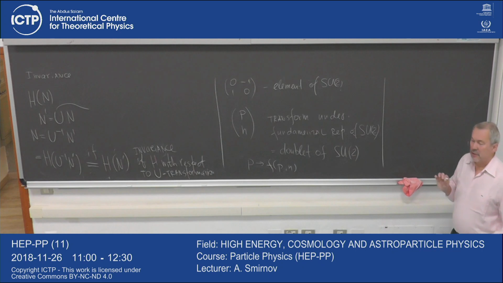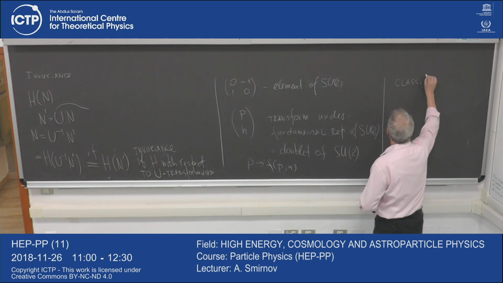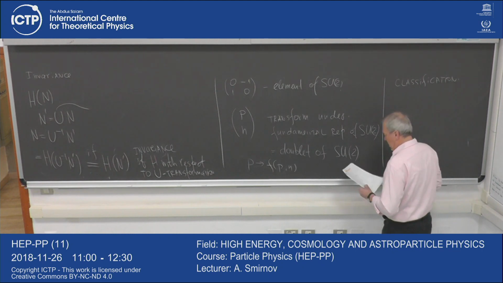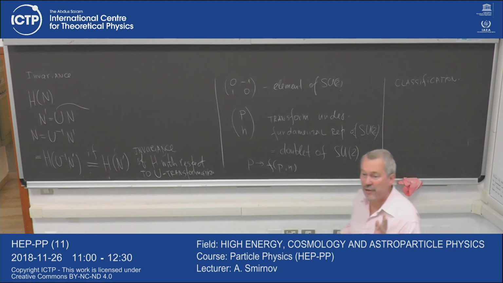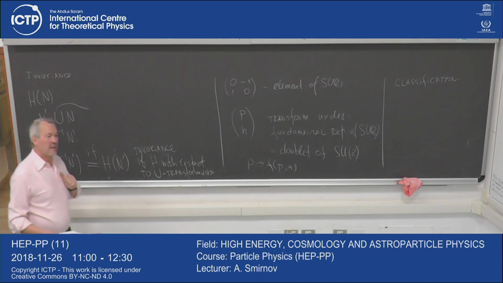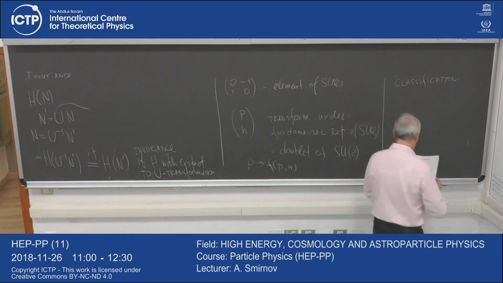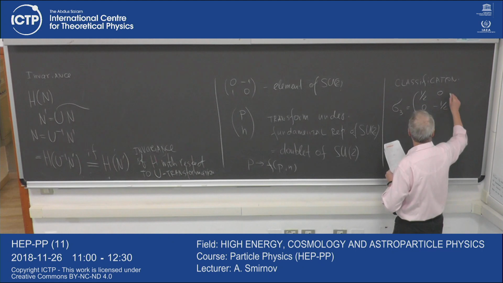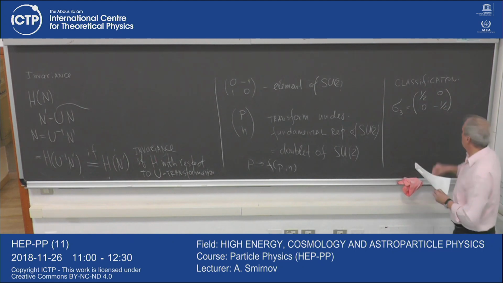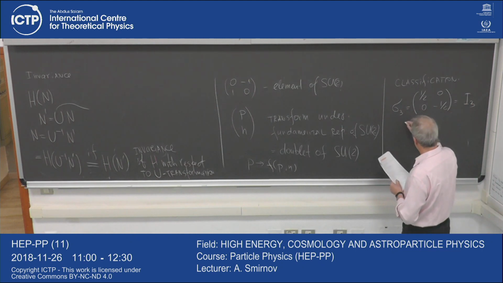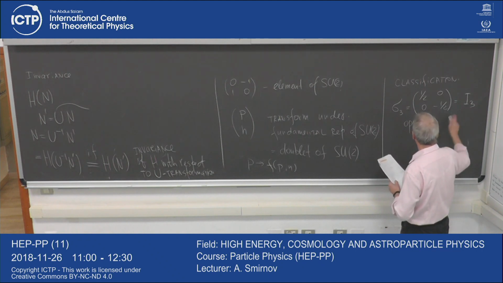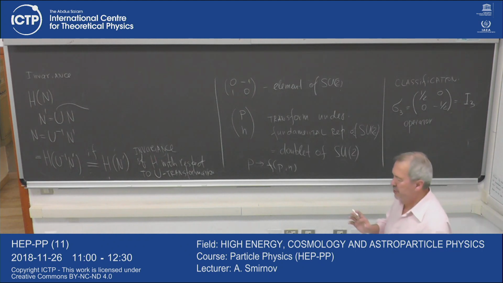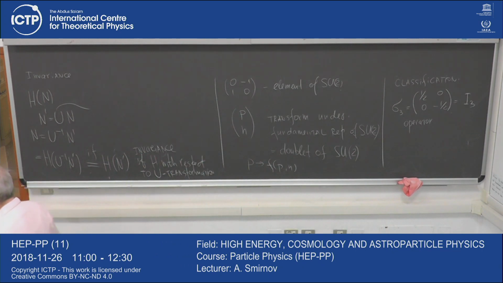Now, the group provides classification of particles. The group SU2 has 3 generators, right? Which are Pauli matrices. One of these generators is diagonal, which is tau 3 or sigma 3. I don't know how you denote this, you can denote this in different ways. So this sigma 3, which is 1/2, 0, 0 and minus 1/2, is actually the operator of I3. This is the operator of the third projection of isospin.